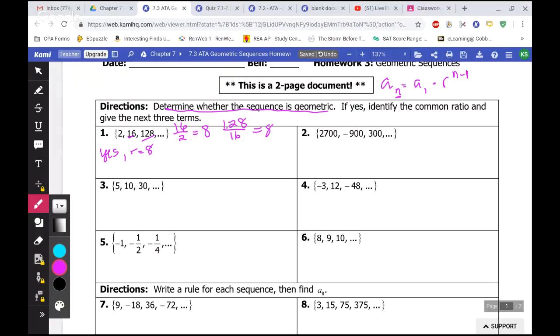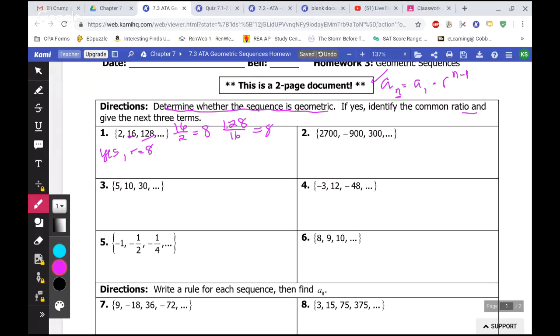Then, once you have that common ratio, it says to identify the common ratio and then give the next 3 terms. We don't have to use the formula, because we're not looking for a specific term. We can just take the next term and keep multiplying by 8. Does that make sense? Mm-hmm.